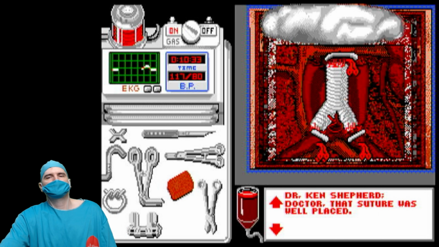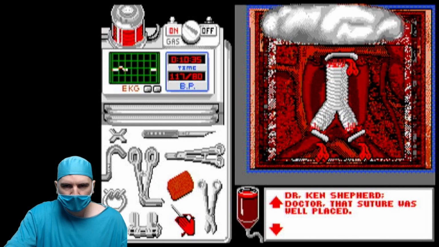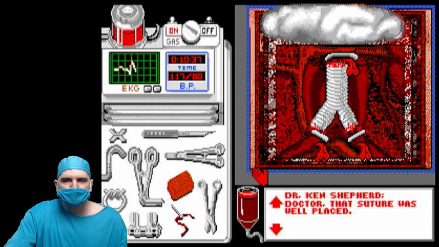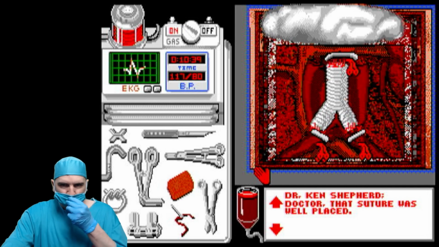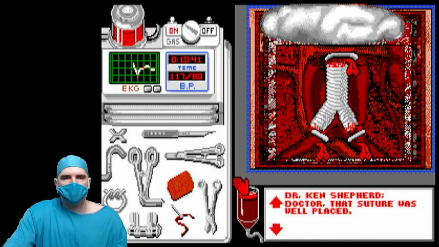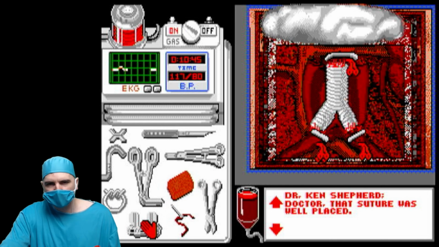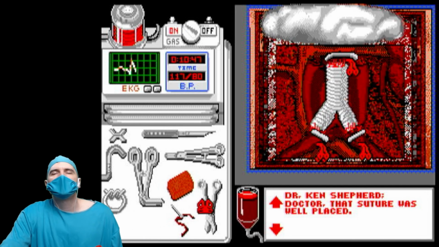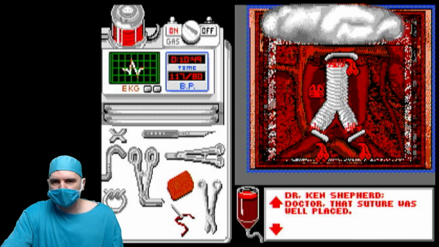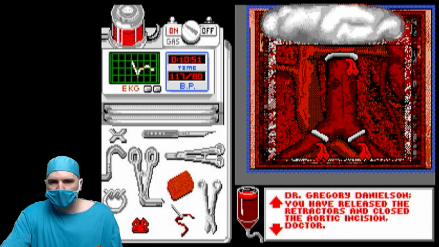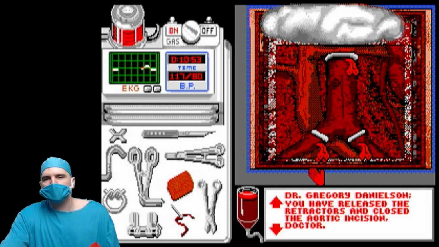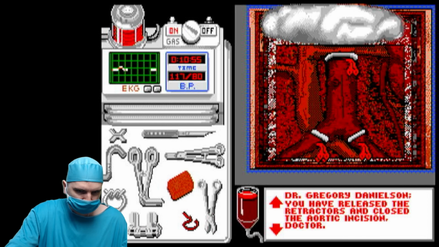Looks good. Right, we're nearly done. But we've still got a few more crucial points. And I do not want this patient to bleed to death. I don't want any blood to leak through. So we're going to close it now. And now we've got to try and close the aortic incision. Doctor, stitch this up.